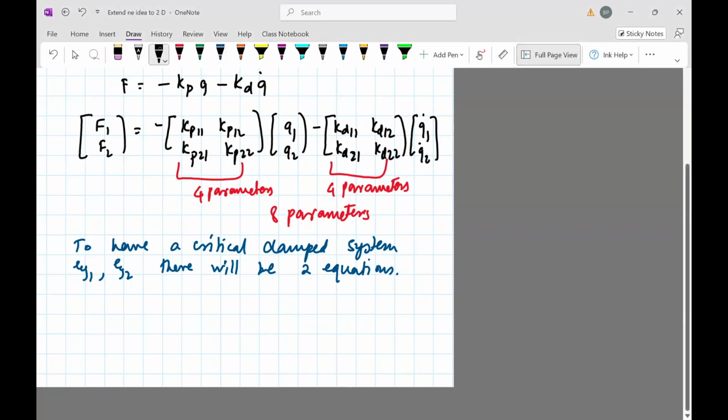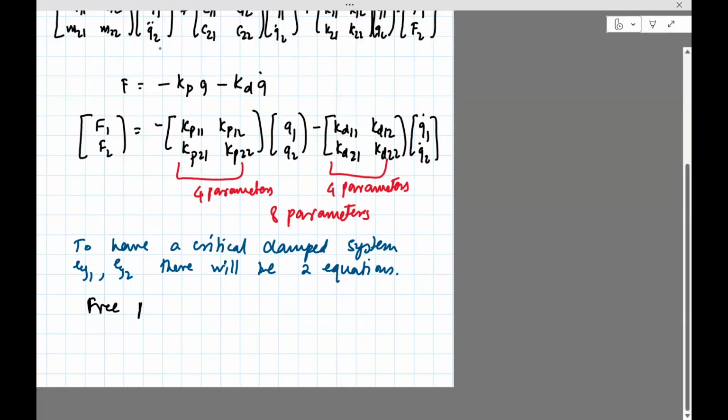So free parameters are 8 minus 2 is 6. This is just too many. Right? For the first example, we just had one free parameter. In fact, it was very easy to check what that free parameter does. As we increase that parameter, the system damped out early and early. Right? It reached 0 fast.